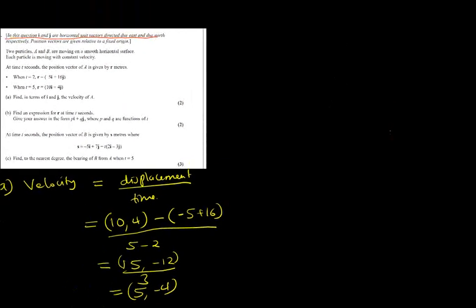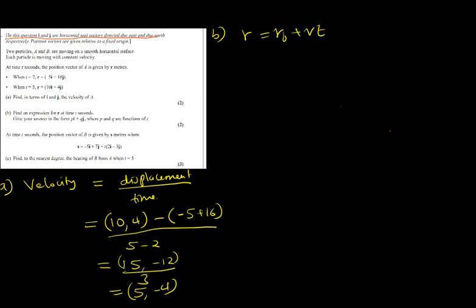Now in part B, we are supposed to find an expression for r at time t seconds, giving your answer in the form pi plus qj, where p and q are functions of t. So in part B, what you're supposed to do is to know that r is given by r naught plus vt. R naught is the initial position, and vt is the displacement. How far has it gone from the initial position or the origin?